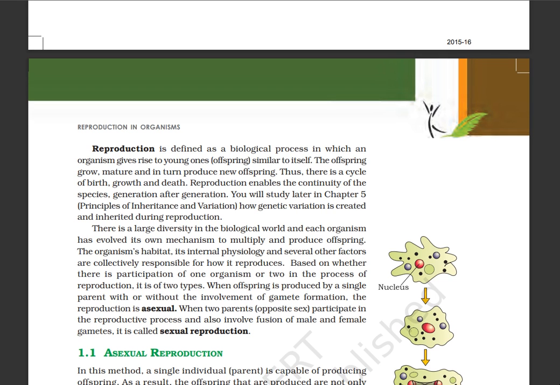Based on whether one organism or two participate in the process of reproduction, it is of two types. When offspring is produced by a single parent with or without the involvement of gamete formation, the reproduction is asexual. When two parents of opposite sex participate in the reproductive process and also in fusion of male and female gametes, it is called sexual reproduction.